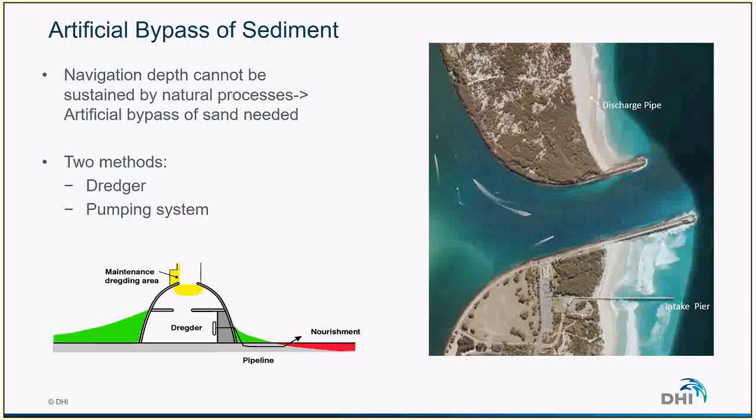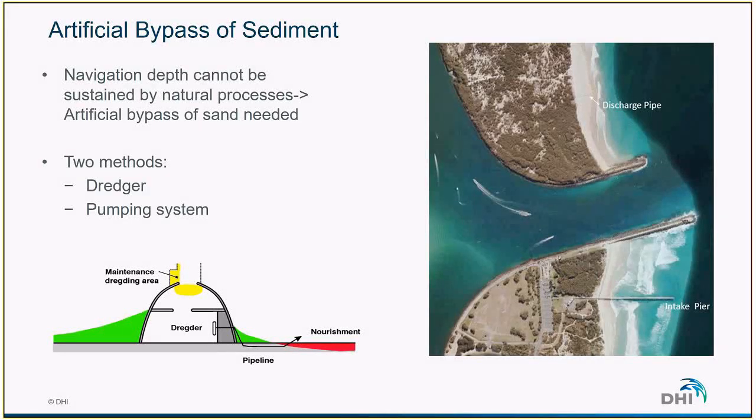The two main methods are either by using a dredger. Basically, what the dredger does is when the sedimentation in the navigation channel occurs and when the critical depth for navigation is reached or a bit before, the dredger goes out and dredges some of the sand, and then this sand is put back on the downdrift part of the coast, either by using a fixed pipe or by regular dumping, for instance.